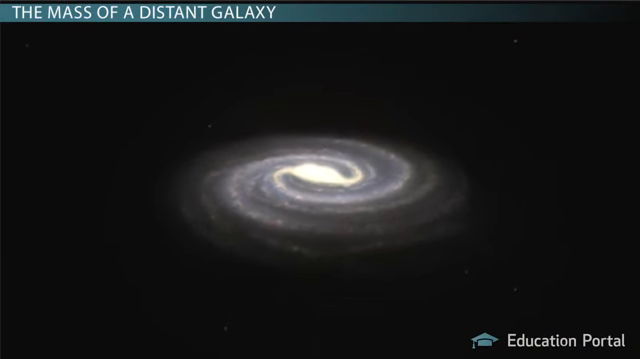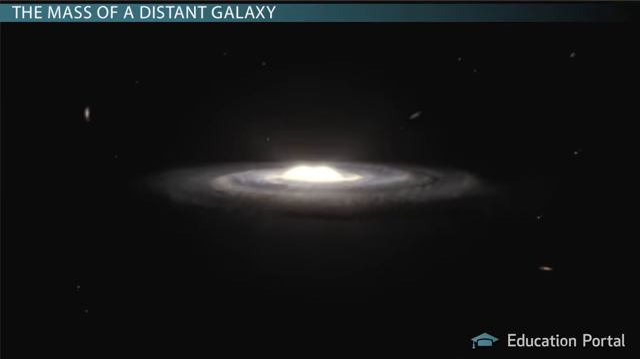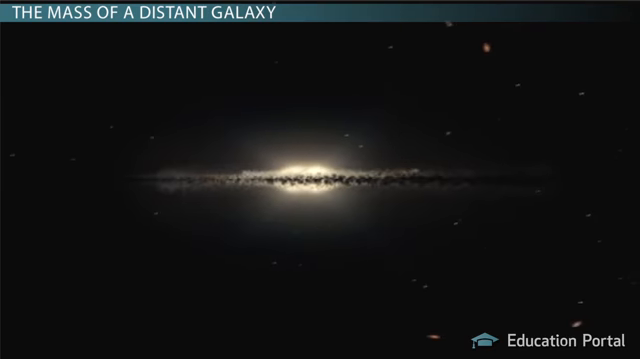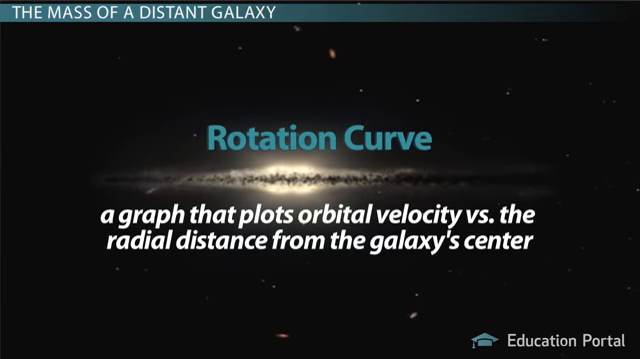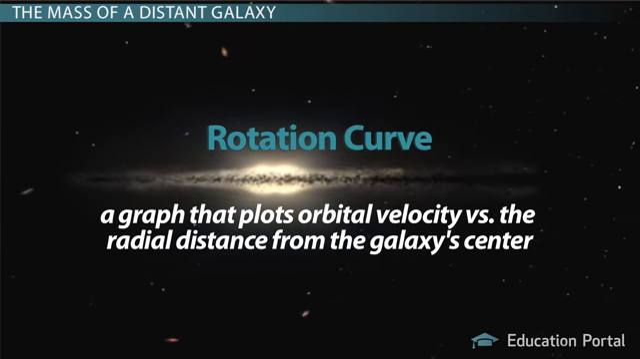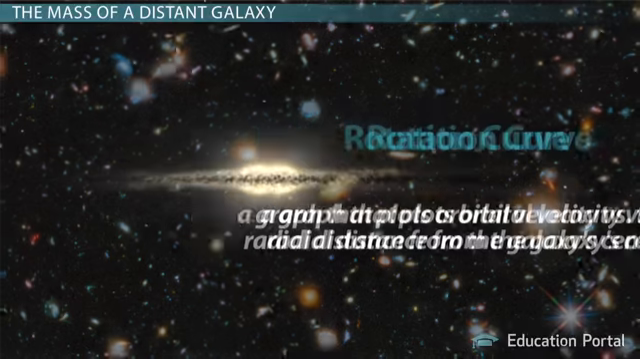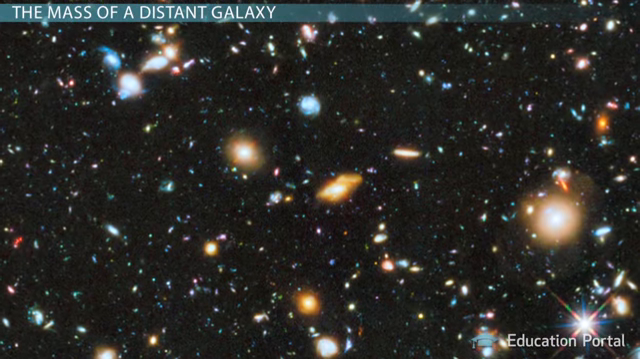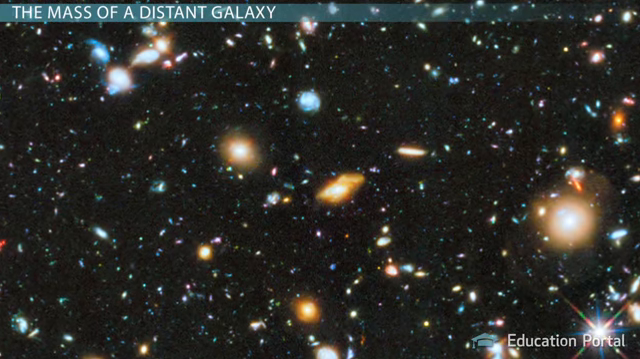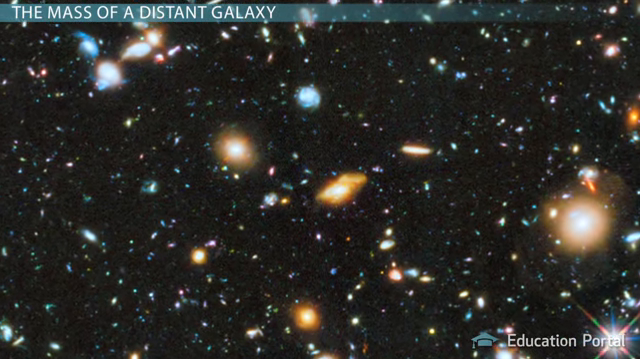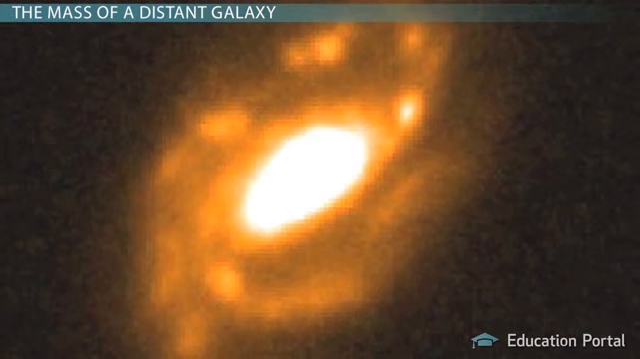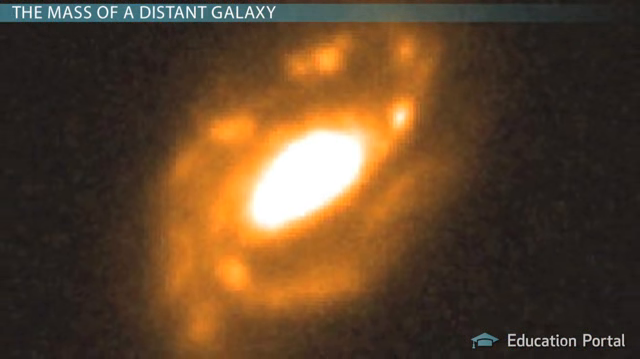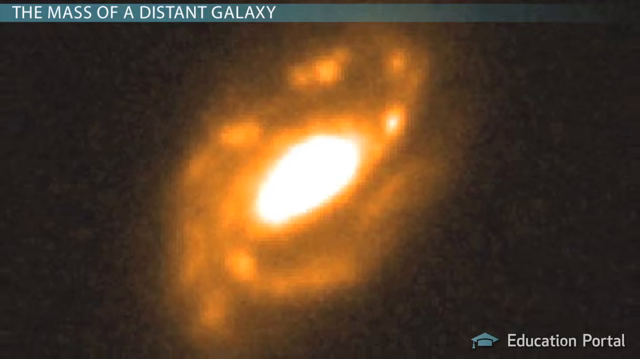An accurate way to do this is to watch the rotation of the galaxy at varying points from its center and draw something known as a rotation curve, a graph that plots orbital velocity versus the radial distance from the galaxy's center. As astronomers have measured the masses of galaxies throughout our universe, they've learned that their range of masses is quite astonishing. Some are 1 million times smaller than our own galaxy, and others are 50 times larger.